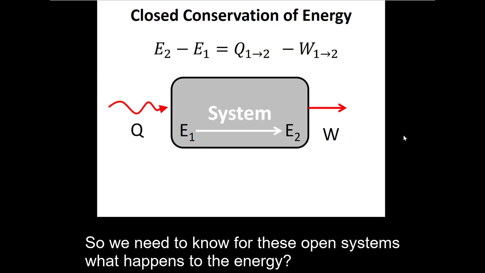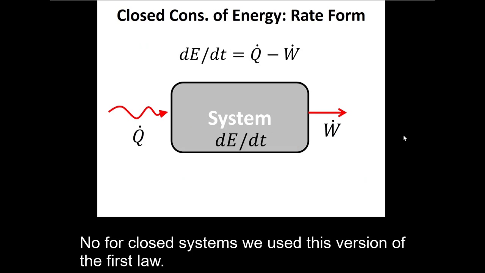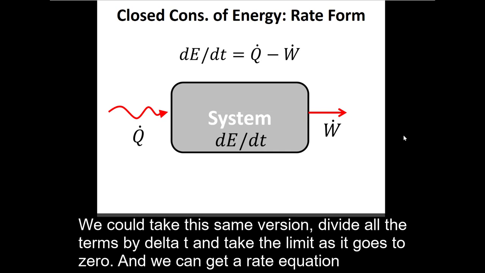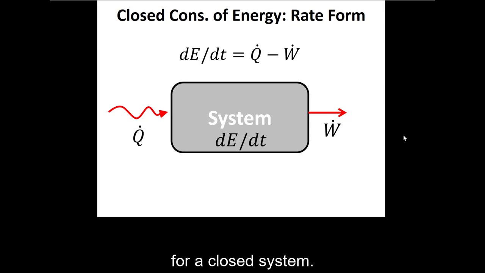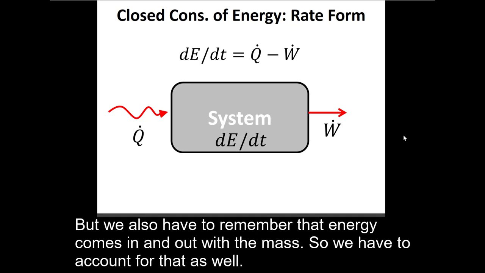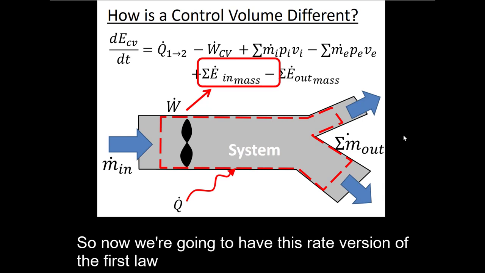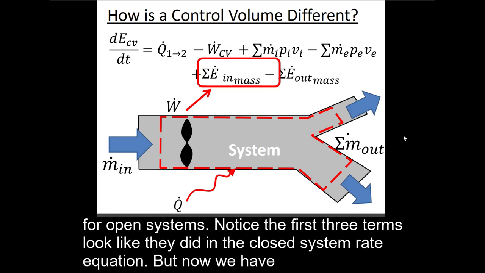the energy. Now for closed systems, we used this version of the first law. We could take this same version, divide all the terms by delta t, and take the limit as it goes to 0, and we could get a rate equation for a closed system. This would be the first step that we take as we're looking at these open systems, but we also have to remember that energy comes in and out with the mass, so we have to account for that as well. So now we're going to have this rate version of the first law for open systems.